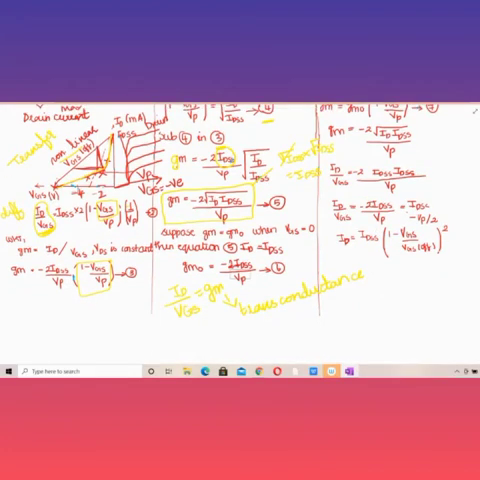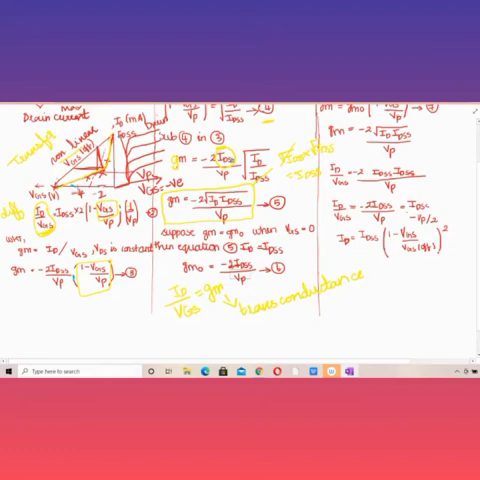Now suppose Gm is equal to Gm naught. I'm going to change my Gm to Gm naught when my VGS is equal to 0. Then equation 5 will become, that is, my ID will change into IDSS. Now I'm going to substitute these terms in equation number 5. So Gm, I'm changing it to Gm naught, that is equal to minus 2. In this, I'm going to substitute my ID as IDSS.